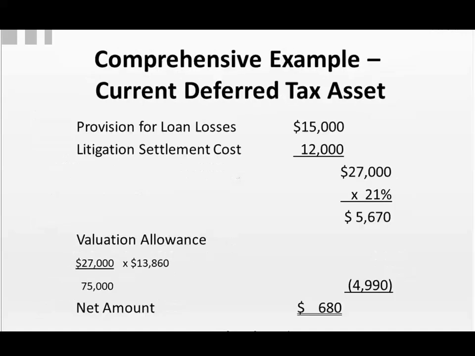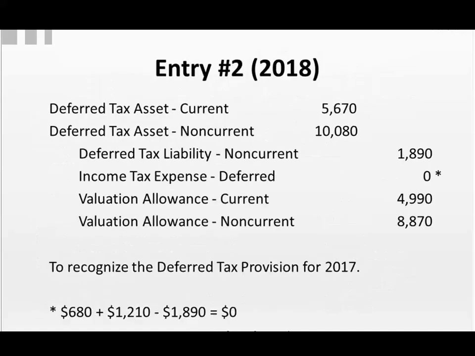So when the smoke clears, I have to make a journal entry that looks like that. Debit the gross amounts, deferred tax asset current, 3,670. Debit gross amount, deferred tax asset non-current, for 10,080. Record the valuation allowance, the 13,860, but record it in two pieces. The current portion of 4,990 and the non-current portion of 8,870. And then book the deferred tax liability. That's the result of the $9,000 at 21%. And I wind up with nothing for income tax expense deferred.